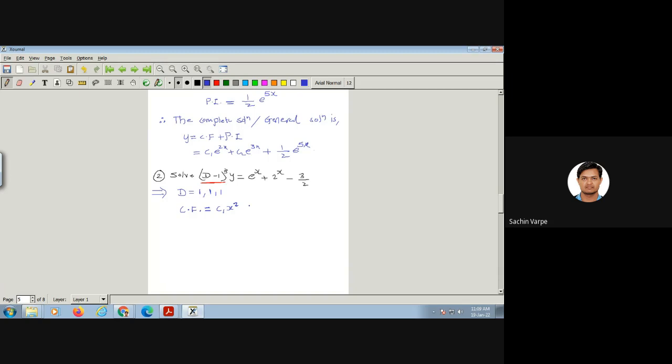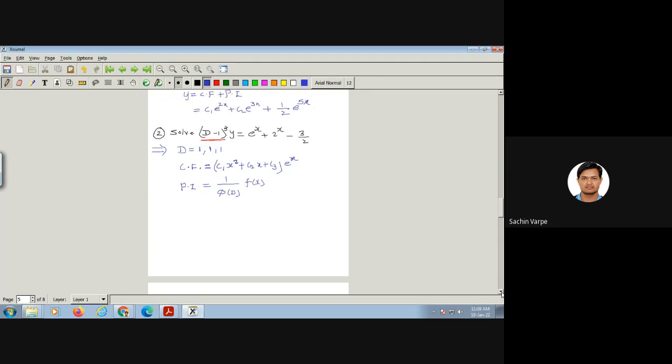So c1 x square plus c2 x plus c3 the whole times e to the power x. Is this clear, everyone? Complementary function. Yes, sir. Now to find PI, particular integral, we write the formula PI equal to 1 upon phi of D f of x. So that is 1 upon, what is phi of D? Phi of D is D minus 1 cube. And what is f of x? F of x is e to the power x plus 2 raised to x minus 3 by 2.